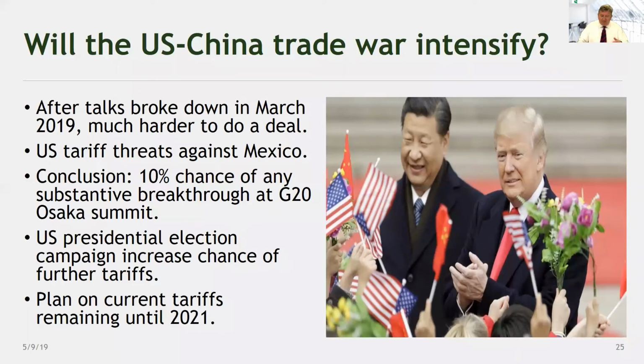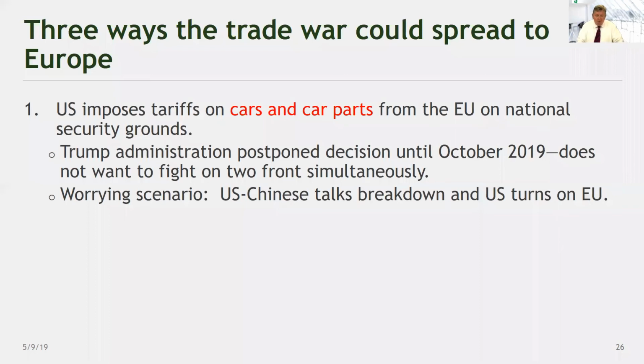The consequence, and this is my last bullet point on this slide, is that as far as business planning is concerned, we should plan on the current tariffs remaining in place until 2021 at least. And this, I think, should be factored into planning horizons. What does this mean for Europe? Well, I think the trade war could spread to Europe in three possible ways.